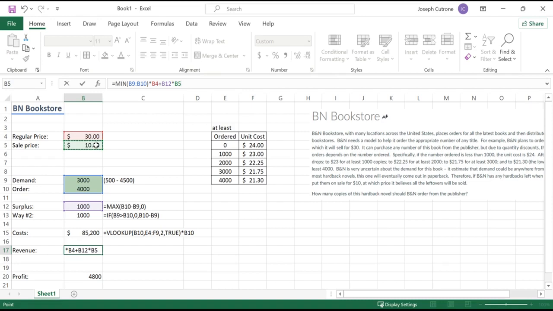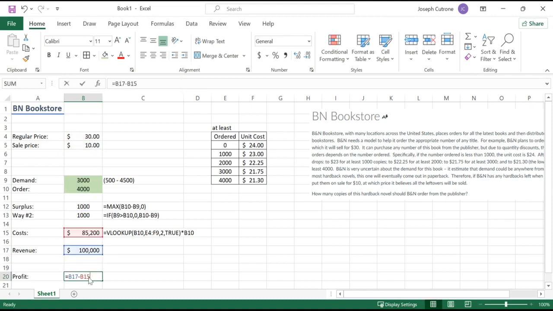And again, maybe I want to break this off. And the formula is getting a little complicated, but there's two pieces here. I have my revenue from my regular sales and then revenue from the sale price. If you hit enter, you get both. Profit, of course, is your revenue minus your cost. Format that also. And in this way, we're making a profit of $14,800.